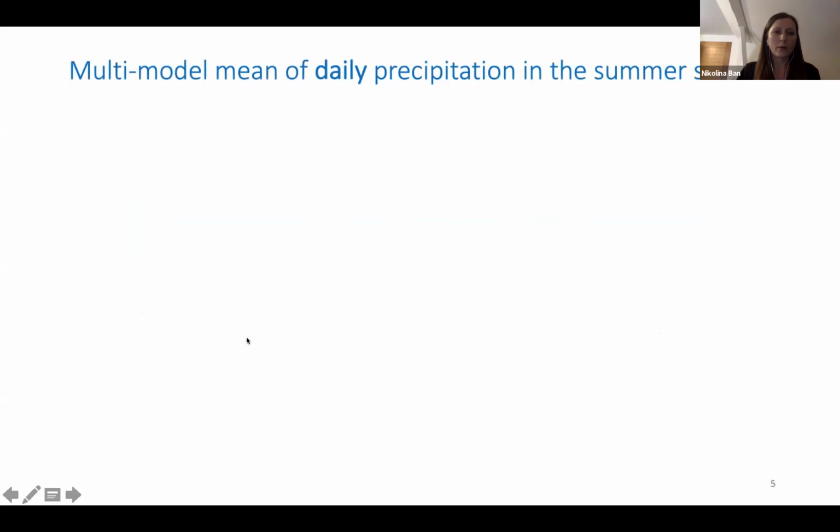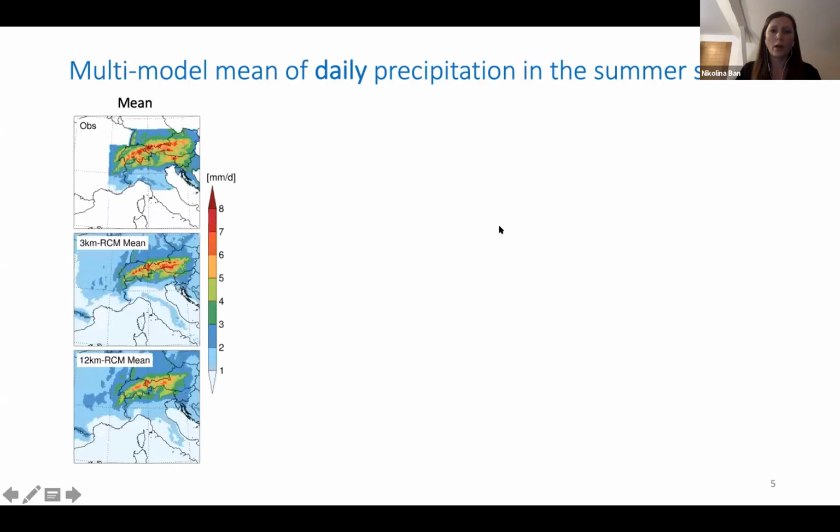So here are the first results which we will see, and this is the multimodel mean of daily precipitation in the summer season. So this is the mean precipitation, and here we see these spatial patterns of the precipitation, and we see that both models actually capture these spatial patterns, although we also see some underestimation of the peak precipitation, especially over these mountain ranges.